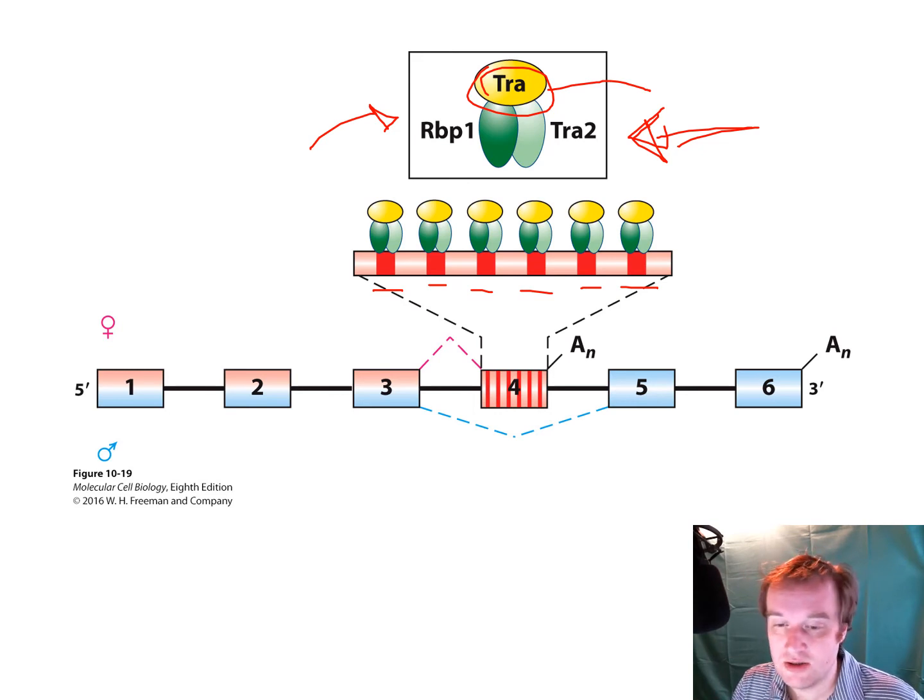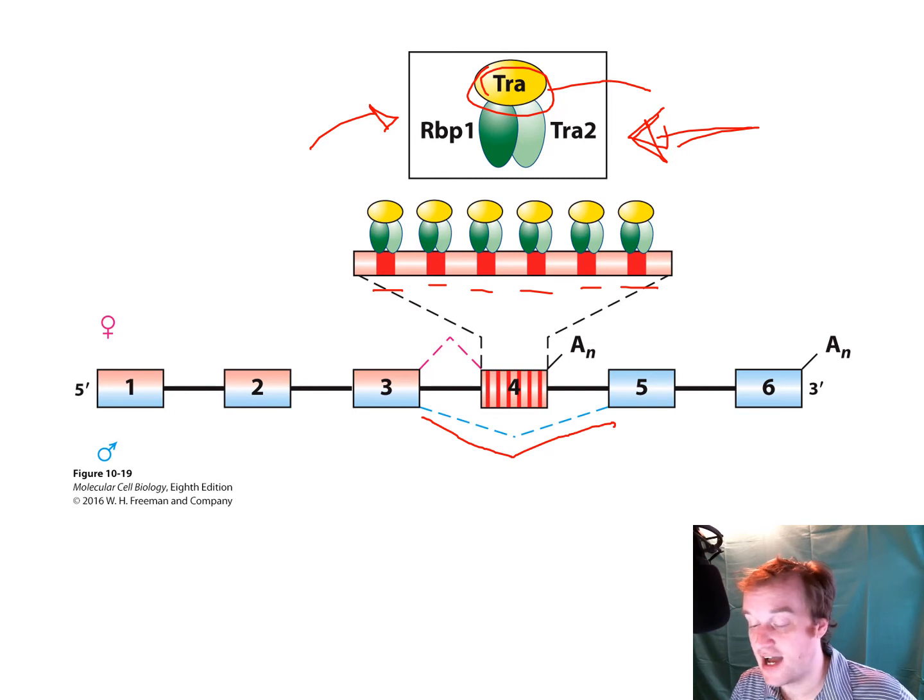And so when that happens, since there's no binding to these enhancers in males, exon 4 isn't spliced into the protein, and instead we have 3 and 5 that are spliced.